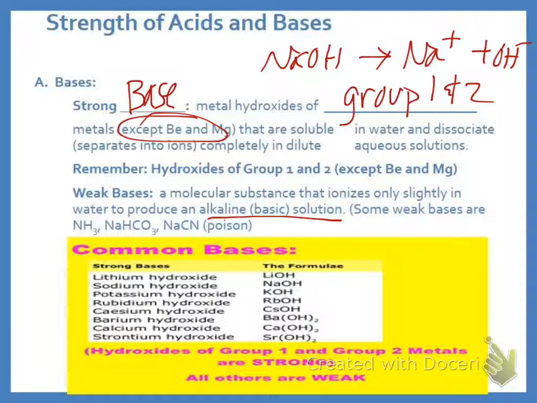Ammonia is one. Sodium bicarbonate, which is baking soda, is the second one. And then sodium cyanide, which is actually a poison. Those are just some examples of weak bases. As far as common strong bases, they're not listed in your notes, but they're all group 1 and group 2 metals with the exception of beryllium and magnesium. The most common base that we'll deal with in here is going to be sodium hydroxide, and when we do our titration, we'll be using sodium hydroxide.